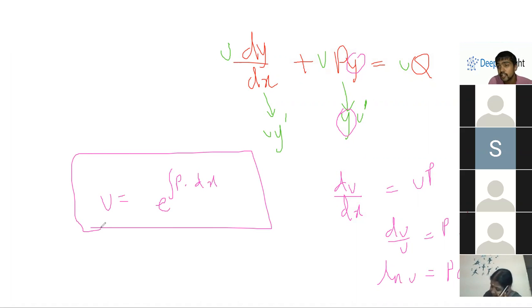Either we can learn it by heart as e power integral p dx, or you can just quickly derive it by saying it's a u, and you just write the differential equation du by dx is equal to up. With practice, you will eventually be able to remember it. There are two ways of doing it. One way is to learn it by heart. Other way is to do the derivation 10 times. When you do the derivation 10 times, eventually you end up remembering the formula. You learn it by heart, what will happen? You'll eventually end up forgetting the formula. But you derive it 10 times, not only are you remembering it, but you also learn so many other concepts along the way.